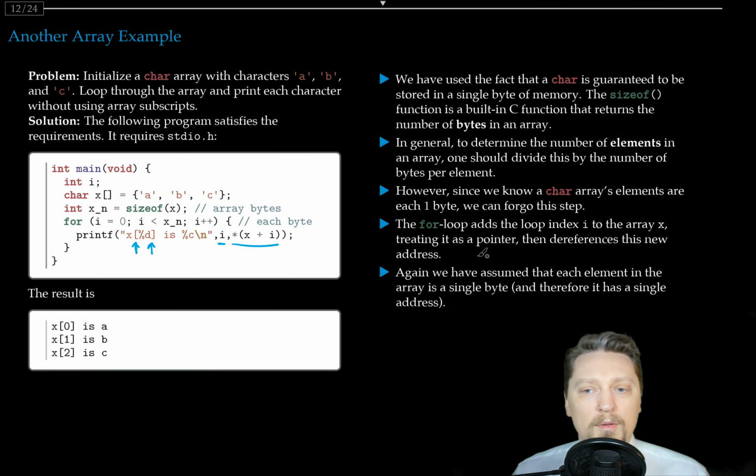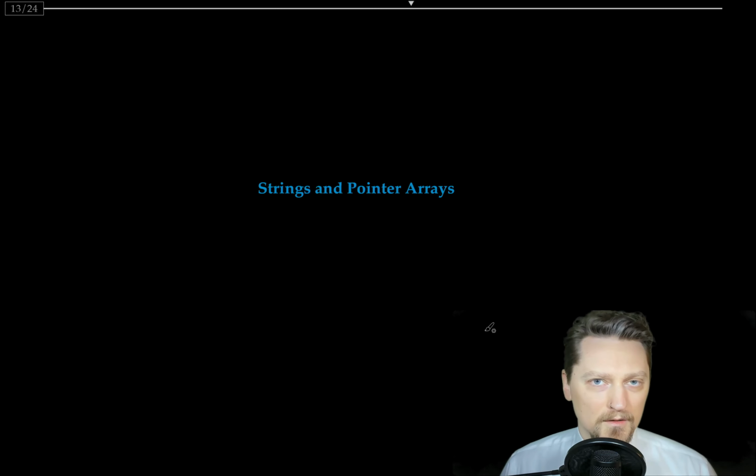The for loop adds the loop index i to the array x, treating it as a pointer. Then it dereferences this new address. Again, we have assumed that each element in the array is a single byte, and therefore it has a single address.